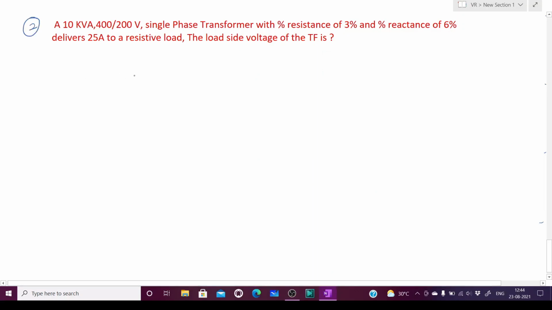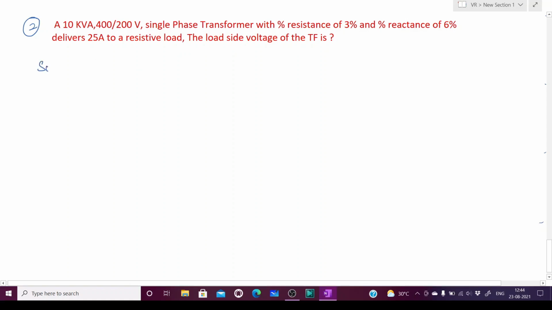A 10 kVA, 400 by 200 volts single phase transformer with percentage resistance of 3% and percentage reactance of 6% delivers 25 amperes to a resistive load. Then the load side voltage of the transformer is, okay.